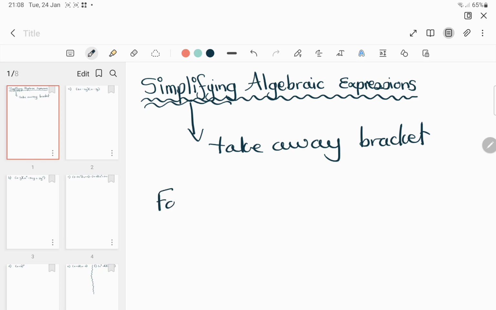And factorization, that we're going to do, is where we want to make many terms one term. So we want to bring back the brackets. It's sort of the inverse of each other. Simplifying, take away the brackets. Factorization, we bring brackets back. Why do we do that? It's to make many terms one term so that we can further simplify. If you want to learn more about that, you can check out the next video.